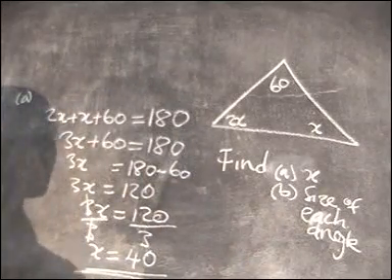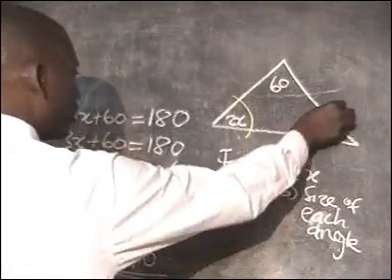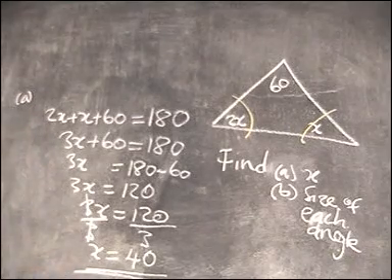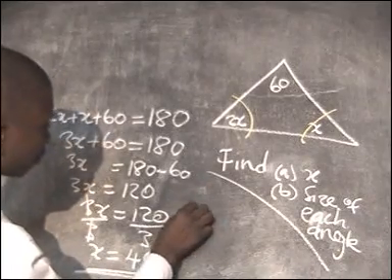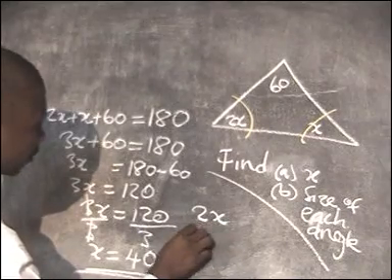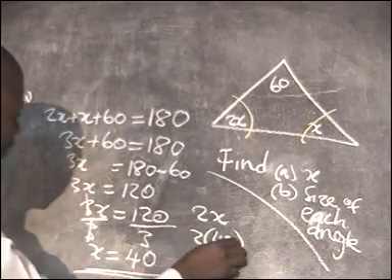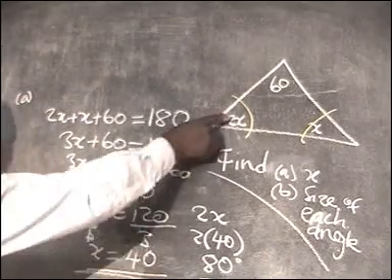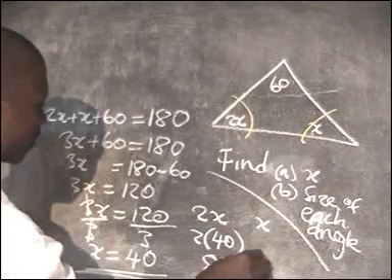As you can see, one of the three angles is 2x, the other one is x. Let me answer B, where you have 2x. 2x means 2 multiplied by x. So this is 2 multiplied by the value of x, which we have found to be 40. 2 times this is 80. This is 80 degrees where you have 2x. And the other one is plain, it is just x, and x is found to be 40.